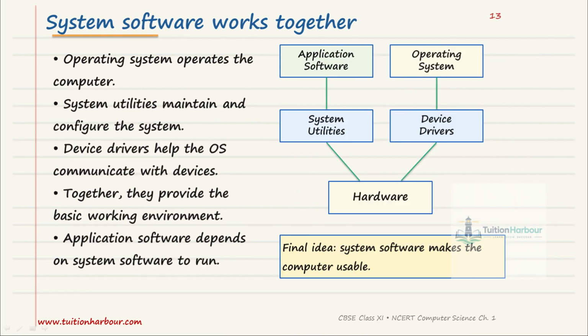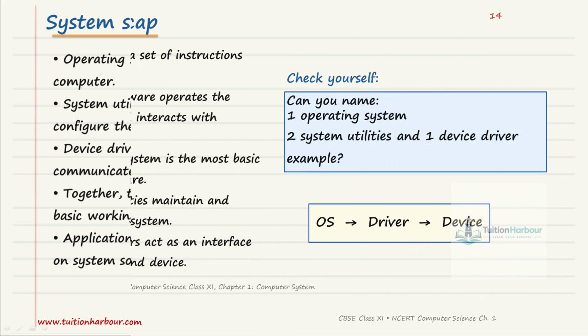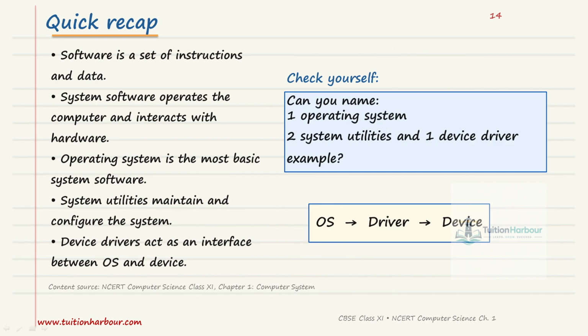System software works as a team. The operating system operates the computer, utilities maintain the system, device drivers help the OS communicate with hardware. Let us recap. System software interacts with hardware. The operating system is the main system software. Utilities maintain and configure the system. Device drivers connect the OS with devices.